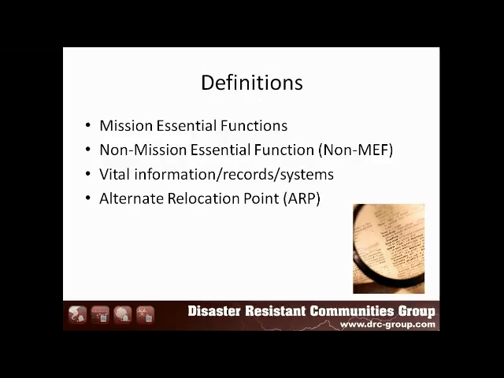To help us better understand the COOP process, we need to review some definitions. Mission Essential Functions, or MEF, are functions that enable an organization to provide vital services, exercise civil authority, maintain safety and well-being of the general populace, and sustain industrial and economic base in an emergency. In other words, for any one single agency, these are things that just must be done.